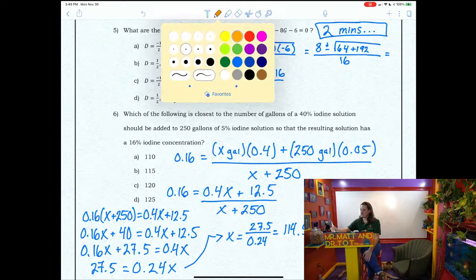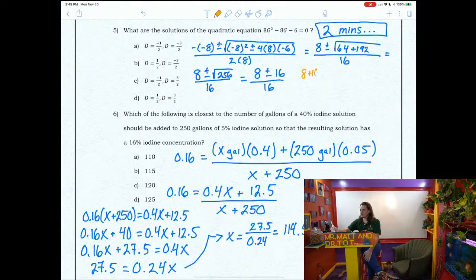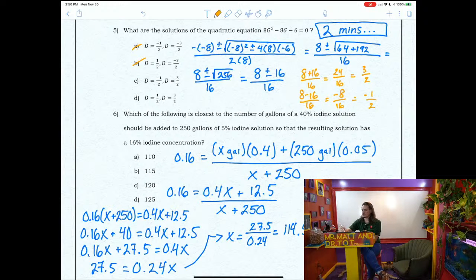So that's going to be 8 plus 16 over 16, which is 24 over 16, which is divisible by 8. So that's going to be 3 halves. So we know that A and B are false because those are negative 3 halves. And then we're also going to have 8 minus 16, quantity divided by 16. So 8 minus 16 is negative 8. Negative 8 over 16 is going to reduce down into negative 1/2. So our answer is going to be C.